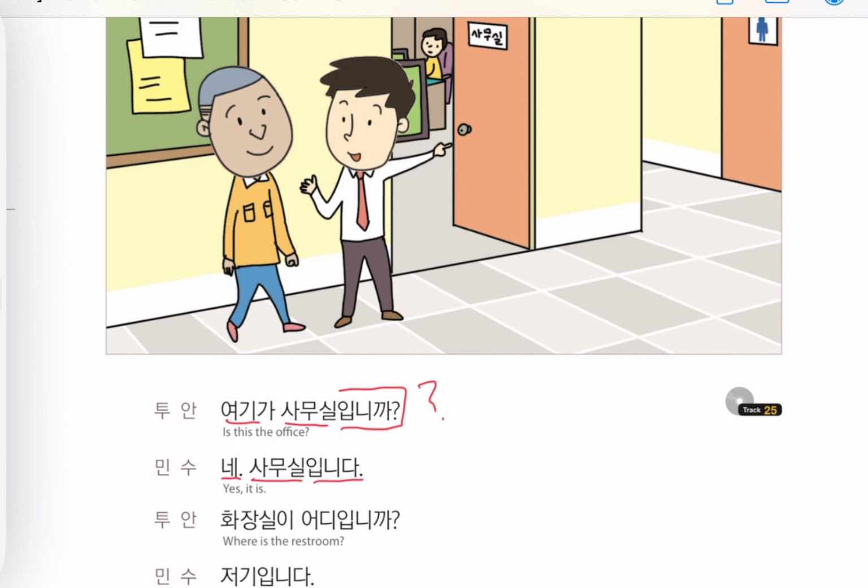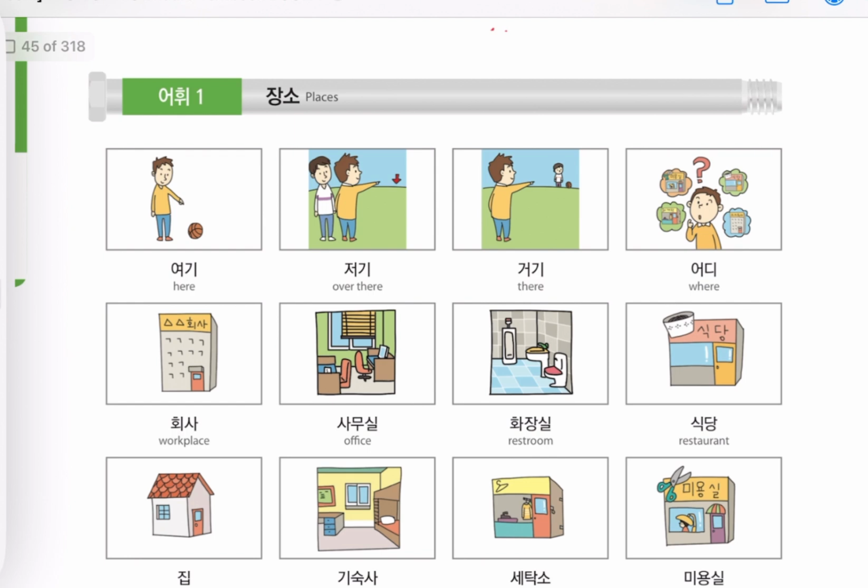화장실이 어디입니까? Hwajangshil is restroom and washroom. Odi is where. Imnika is asking a question. Hwajangshil odi imnika. Where is the washroom? 저기입니다. Chogi is over there. Imnida. Yes, over there.